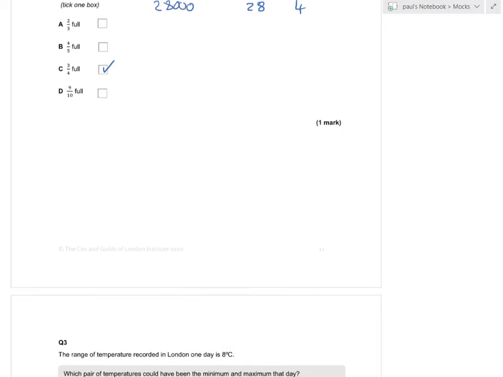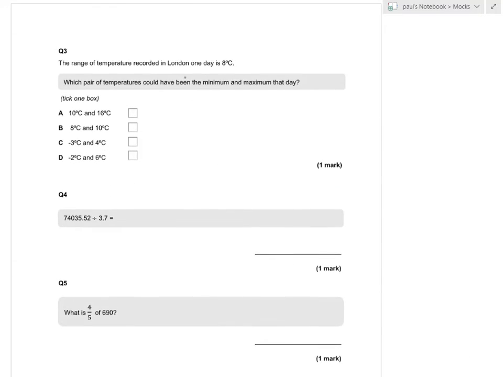Okay, down to the next one. The range of temperatures recorded in London is 8. Which pair of temperatures could fit that? No. No. This one. -2 to 6 is 8.